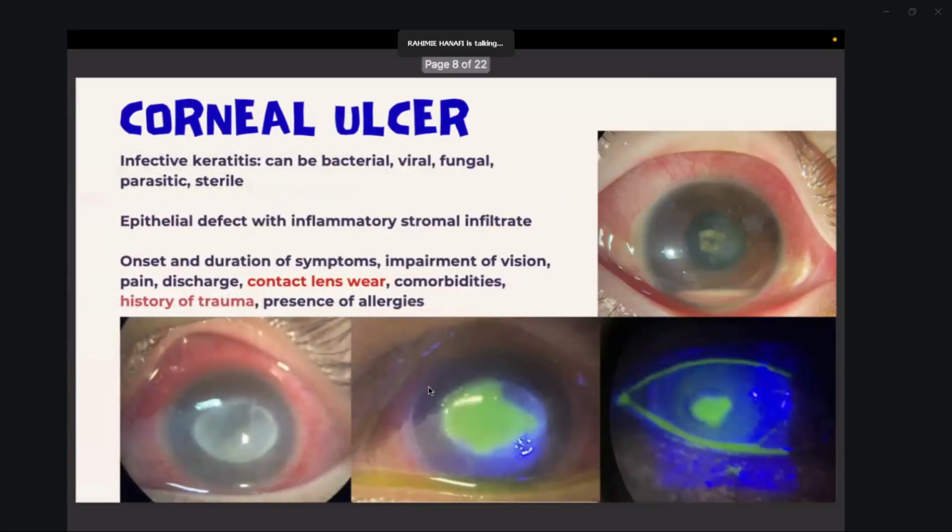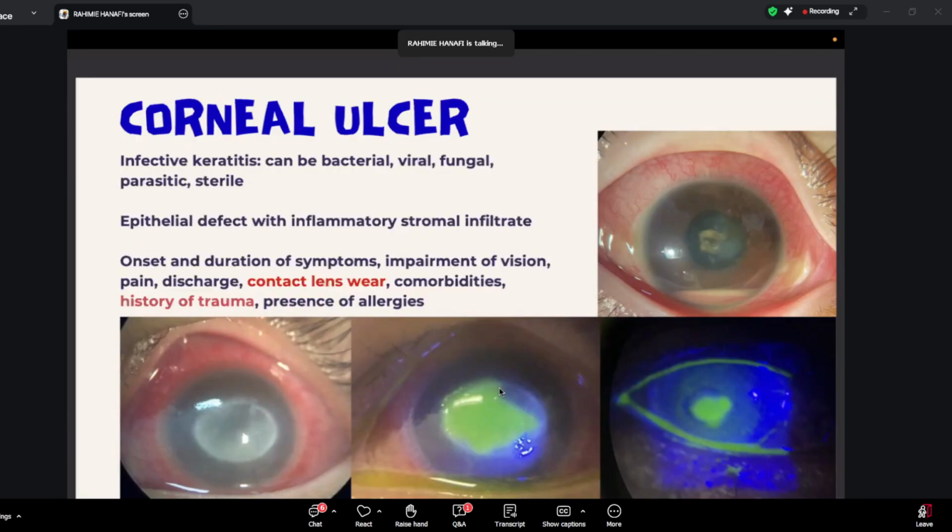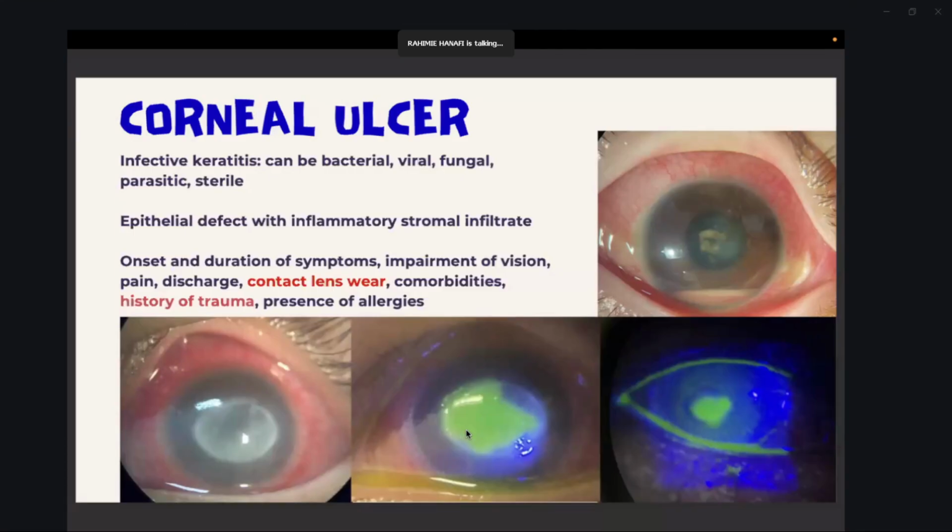All right, coming to corneal ulcer, one of the ocular emergencies. So what is a corneal ulcer? It is infective keratitis. It can be bacterial, viral, fungal, parasitic, or even sterile in origin. It is an epithelial defect with an inflammatory stromal infiltrate. When I mention epithelial defect, if you look at this photo, this is a fluorescein stained cornea. We instilled a fluorescein strip and shone blue light, and the area that lights up green is the part where there is an epithelial defect.